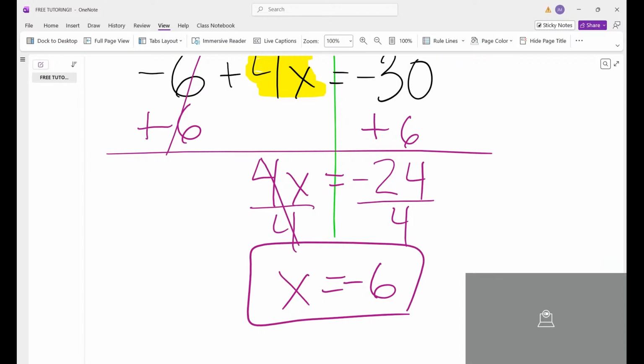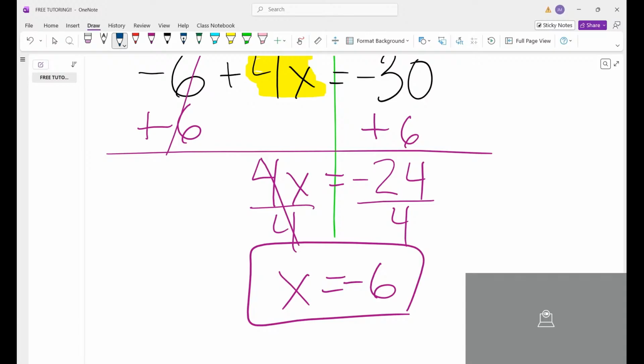And this one, I'll show you, we'll plug it in. So I'm going to plug it into the original equation, which is negative 6 plus 4. We're going to replace the x with parentheses, negative 6. And then we have equals negative 30. Start working this out. We have negative 6. Positive 4 times negative 6, we have this in parentheses. This will be negative 24. Negative 6 minus 24 will be negative 30.